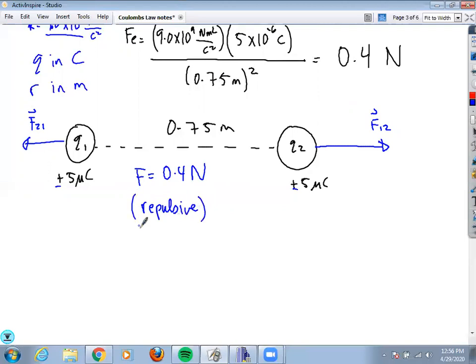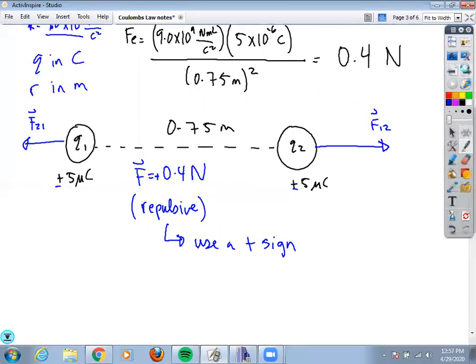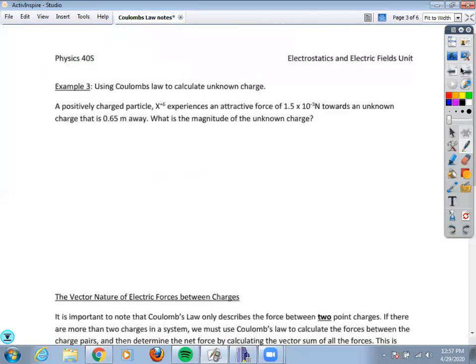So how do we indicate a repulsive force? Use a plus sign. So for electrostatics, a plus sign indicates it's repulsive. A negative sign would indicate that it's attractive, and they would move towards each other. So just make sure you note that.